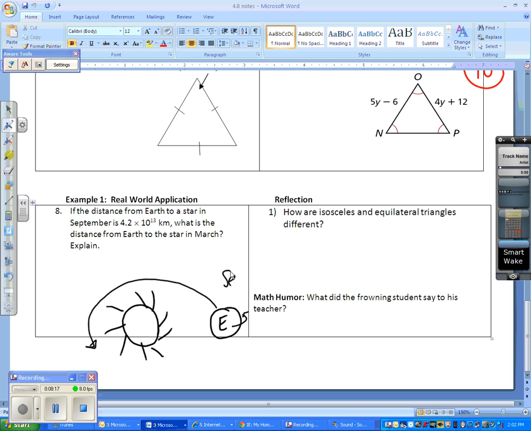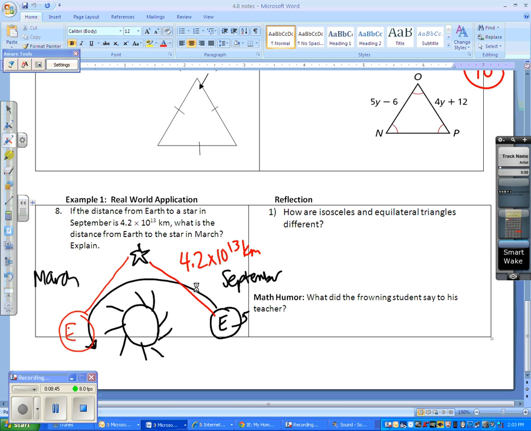So let's say it's September. And here's where Earth is. And here's the star that we're talking about. And the distance from Earth to that star is 4.2 times 10 to the 13th kilometers. Now, if we rotated, and now we're talking about March, that's half of the year. So we've rotated around the sun halfway. So that means, since it's been half of the year, that these are congruent. And so the distance to that star in March is also going to be 4.2 times 10 to the 13th kilometers. So that's your final answer.